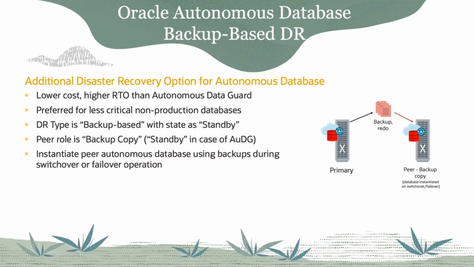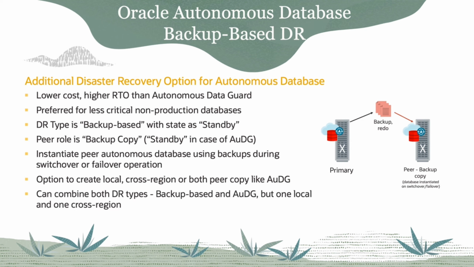Note that during a switchover or failover operation, the peer autonomous database will be instantiated from the backup of your primary autonomous database that is available in the region. Just like autonomous data guard, you can create a local peer backup copy or a cross-region peer backup copy, or you can have both the local and cross-region backup copy. You can also combine both disaster recovery options.